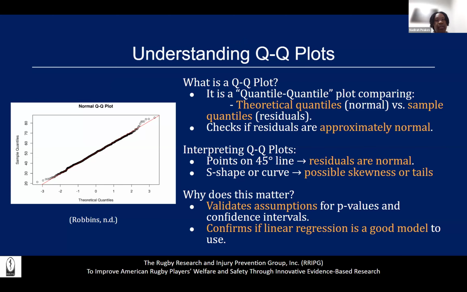But if the slope is S-shaped or curved, or even slightly curved, it represents possible skewness or heavy tails compared to the standard normal distribution. So why does this matter? QQ plots validate assumptions for p-values and confidence intervals, and they confirm whether linear regression is a good model to use or not.